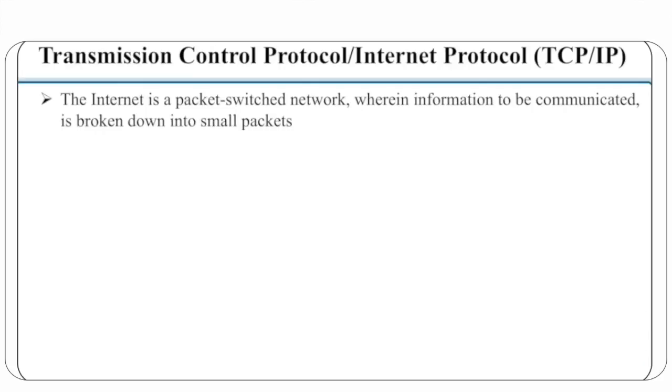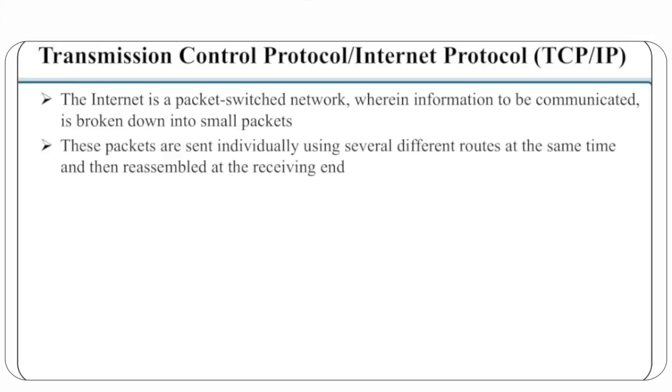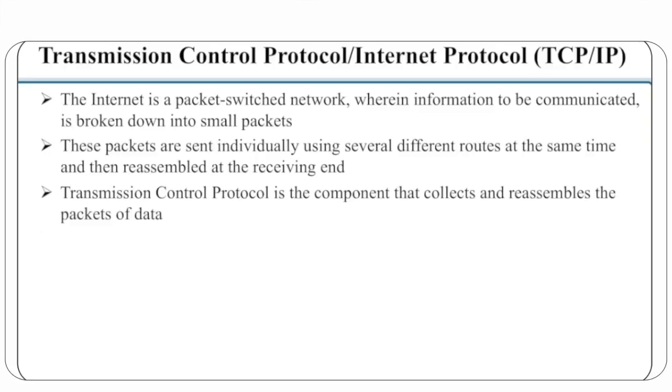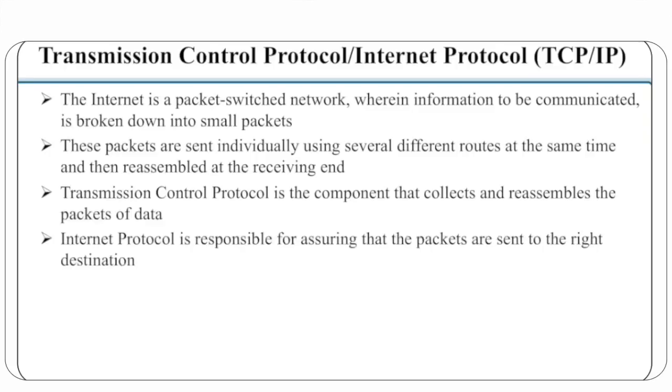We have already studied that the Internet is a packet-switched network wherein information to be communicated is broken down into small packets. These packets are sent individually using several different routes at the same time and then reassembled at the receiving end. Transmission Control Protocol is the component that collects and reassembles the packets of data. Internet Protocol is responsible for assuring that the packets are sent to the right destination.